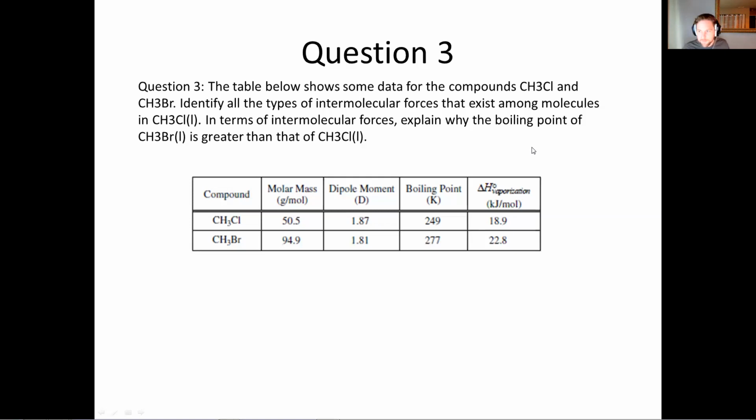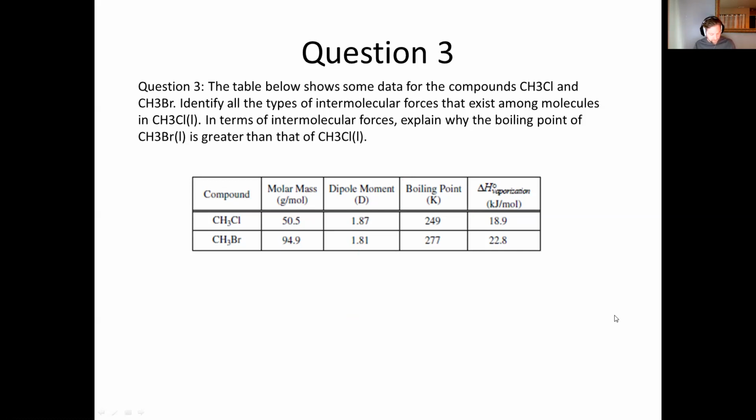It looks very similar to methane, but instead of one of those hydrogens, we have a chlorine or bromine attached. And we're going to be looking at differences between these two and justifying the difference in boiling point. We're going to explain why the boiling point is different as a result of some of the given data, such as molar mass and dipole moment.